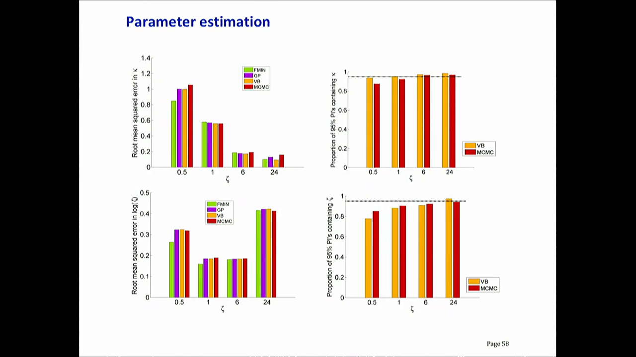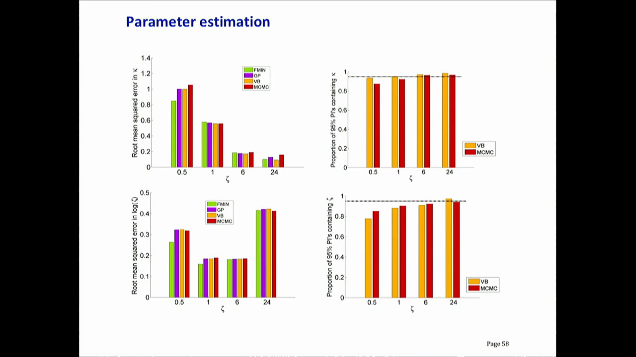Further stats on the parameter estimation and comparisons between variational Bayes and MCMC. In these algorithms, we have a posterior interval. And of course, if your posterior interval, where you think your parameter will be with a 95% probability, is too wide, then you're underconfident. And if it's too narrow, then you're overconfident.